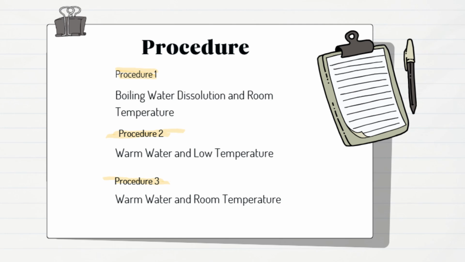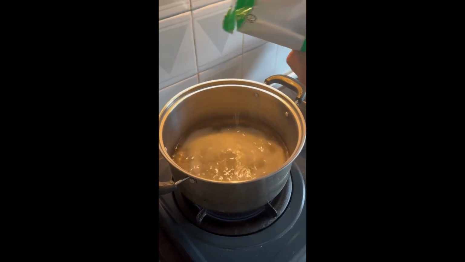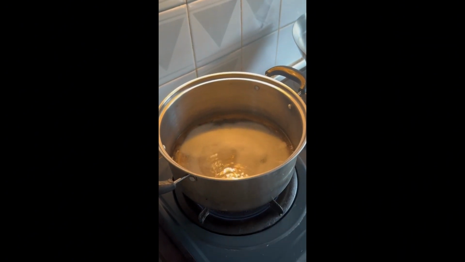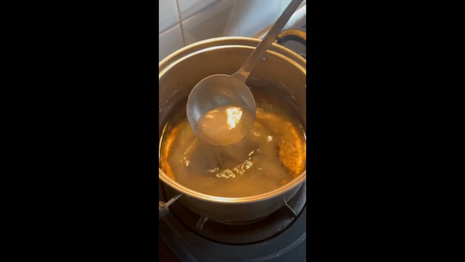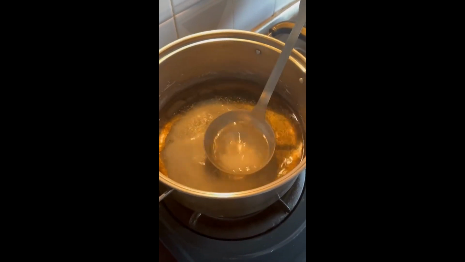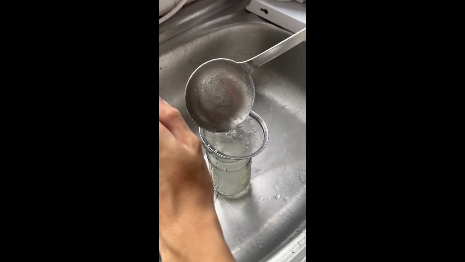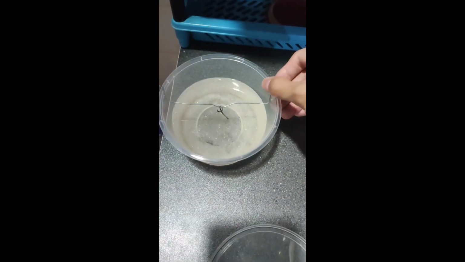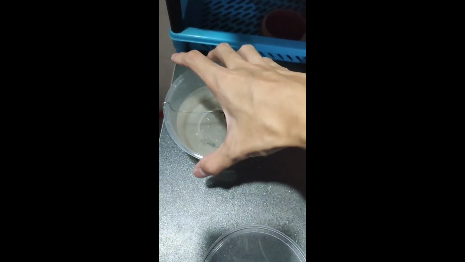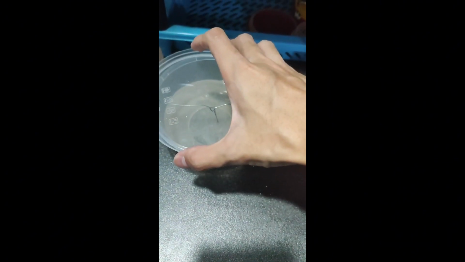Procedures. Procedure 1. Boiling water dissolution. For the first procedure, I dissolve table salt in boiling water to create a highly saturated solution. After dissolving, I pour the solution into a taller container. However, boiling causes rapid evaporation and supersaturation of sodium chloride, which quickly led to uneven crystal formation and a cloudy solution.